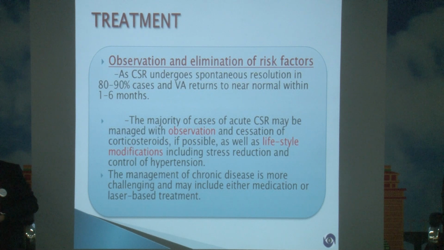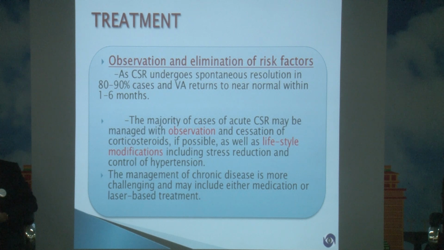Treatment, as I told you, is observation and assurance; in most cases they resolve on their own. But because the patient is usually a young male in their job, they find a lot of difficulty working on computers and so on. They complain they are not able to do that, and sometimes they need some treatment at that time. But that treatment is just some vitamins, etc., with assurance.